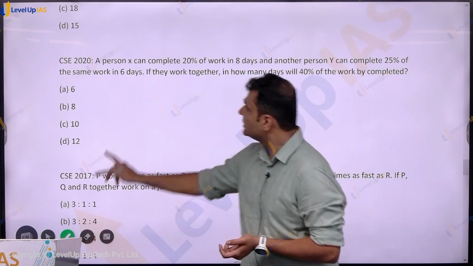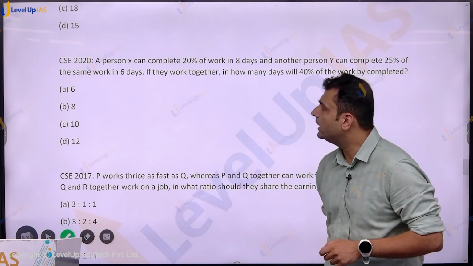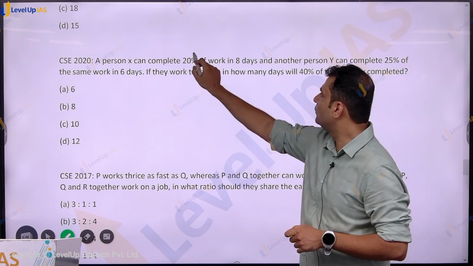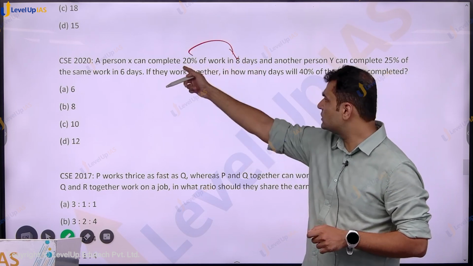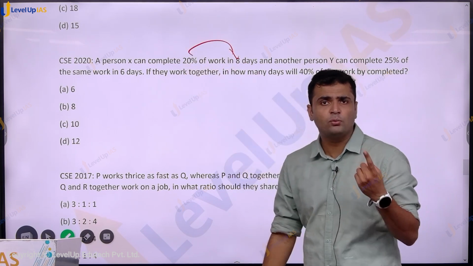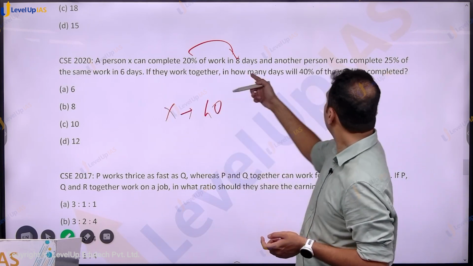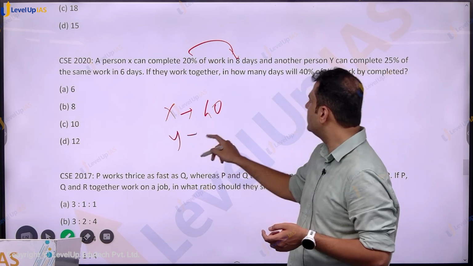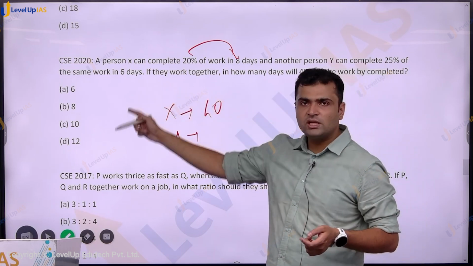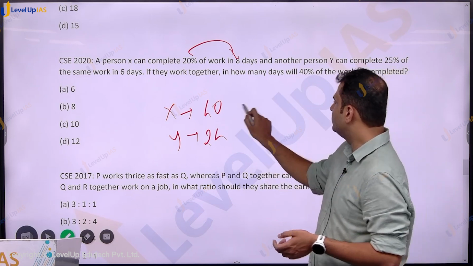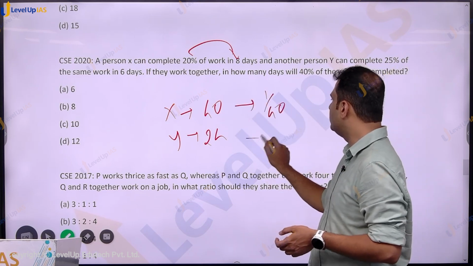Again, very simple question. Person X can complete 20% work in 8 days. So full work in 5 times that. This is 20%. 20% into 5 is 100%, or one full work. So it is 40 days for X. And Y can complete 25% in 6 days. So full work 24 days. If they work together, this will be 1 by 40. This will be 1 by 24.